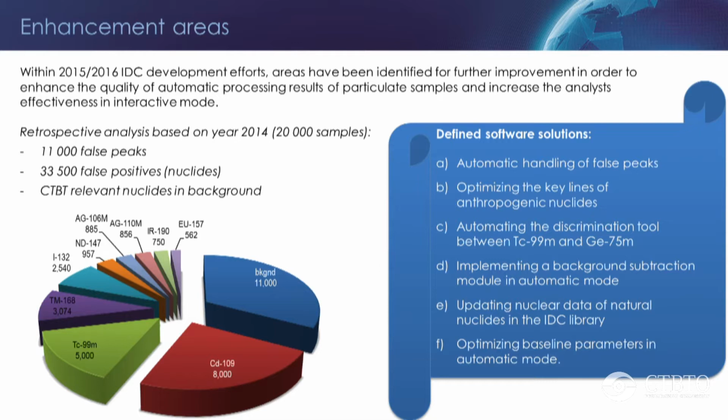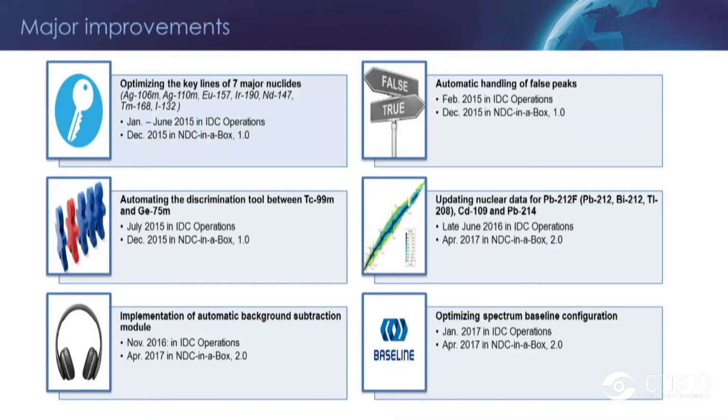Based on this, we identified the software solutions for reducing this rate of false positives and then improving the quality in automatic mode. Those are the 6 major areas where we implemented improvements over the last 2 years, which means we have been working on one software solution every 4 months.